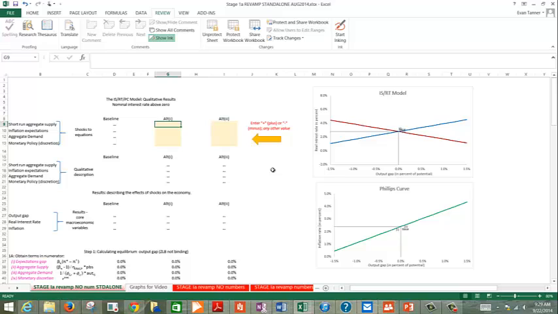Hello. Now we're going to look at a slightly different scenario that involves an adverse shock to short-run aggregate supply. Alternative 1, again, the adverse shock. You'll see over here on the graph that the RT curve shifts to the left.